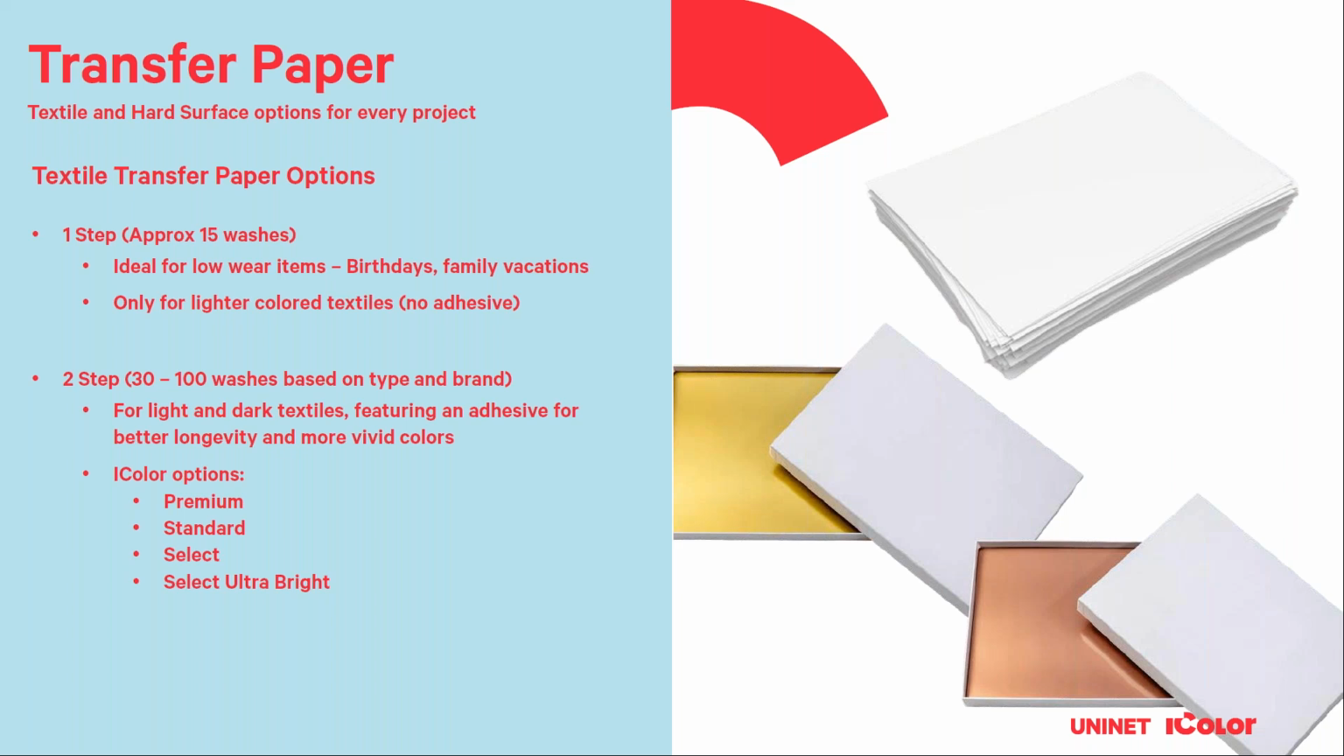So when you get an iColor printer, you should also ask for a sample pack. Sample packs are available both in hard surface and textiles. Basically, we give you 5 sheets of every type of paper we sell. So start off with the standard paper, which most packages will have, and get yourself a sample pack.